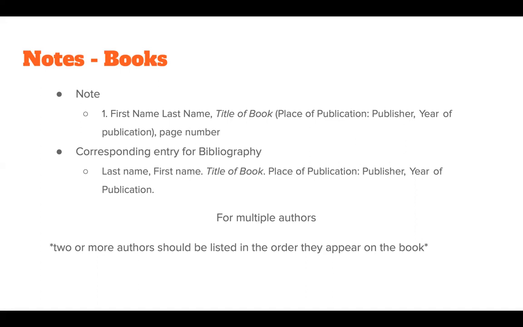And this bottom note is for if your source has multiple authors. If there are 2 or more authors, then they should be listed in the order that they appear on the book, not alphabetically, but in the order that they appear on the book.